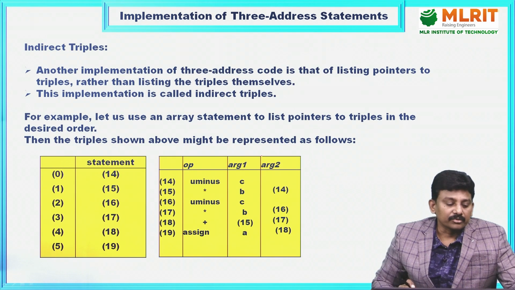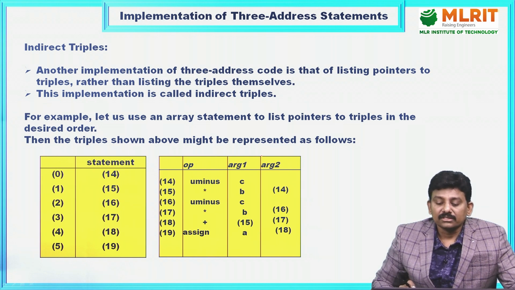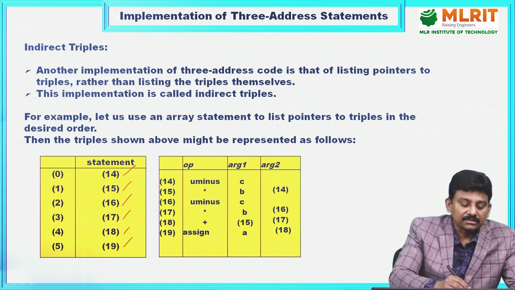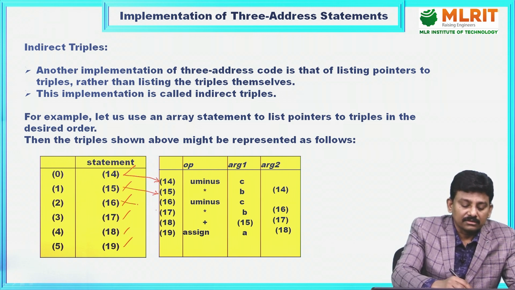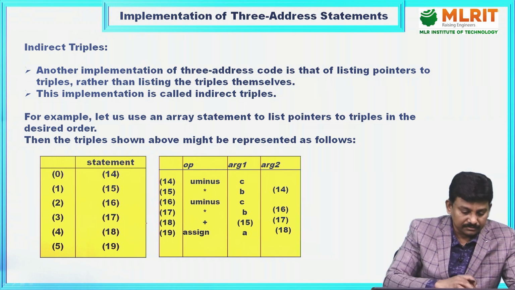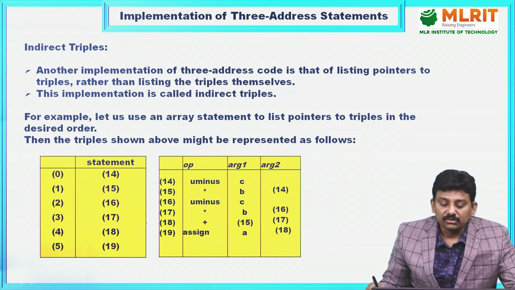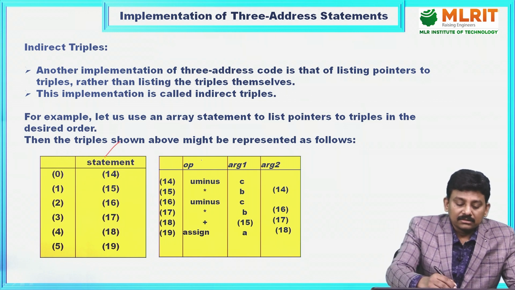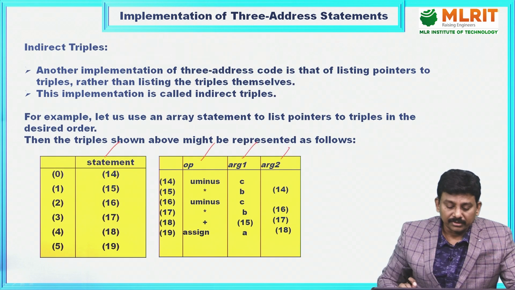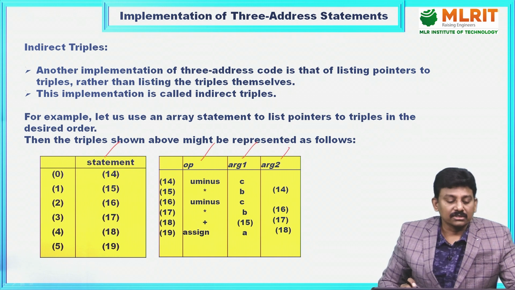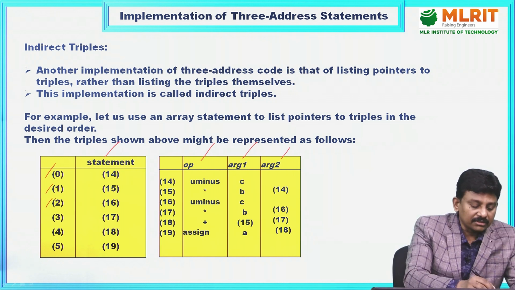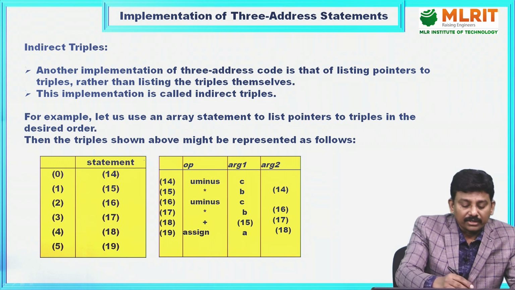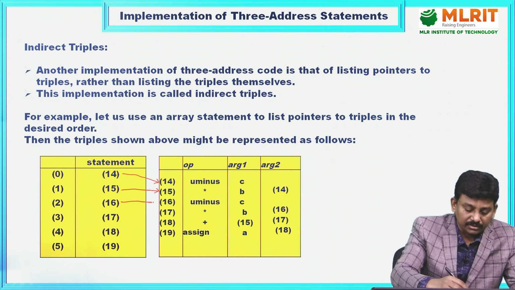Next, indirect triples. Another implementation of 3 address code is that of listing pointers to triples rather than listing triples themselves. Here we can maintain an array of a list of pointers pointing to the triples. For example, let us use an array statement to list pointers to triples. Here the array statement is a list of pointers to triples. There are 3 fields, operator field, argument 1, argument 2, same as triples, but instead of using triples itself, we use a list of pointers to triples. So, array 0, array 1, array 2, array 3, these are indices. Array of 0 contains 14, that is a pointer to a triple, 15 points to 15, 16 points to 16, like that.